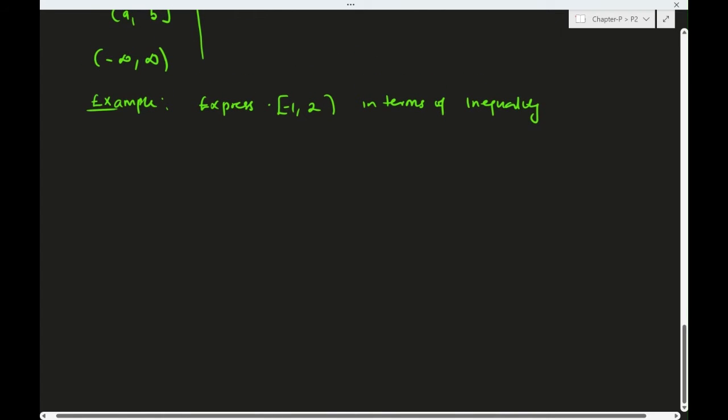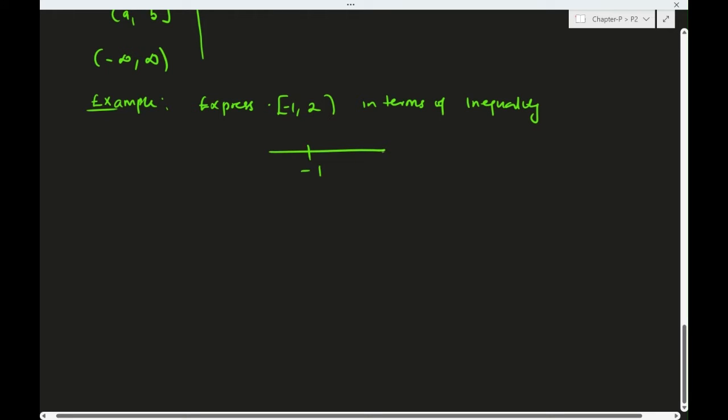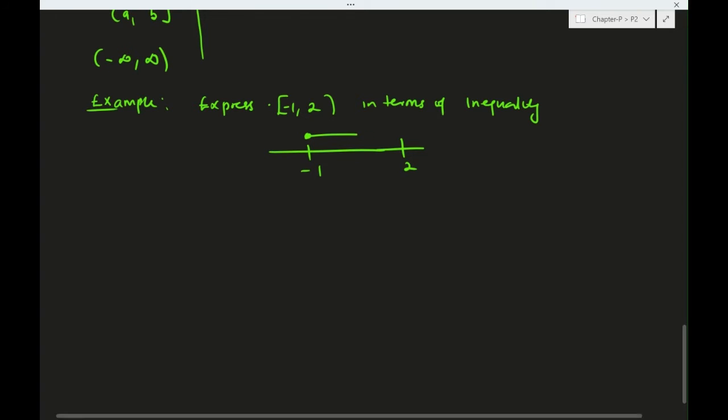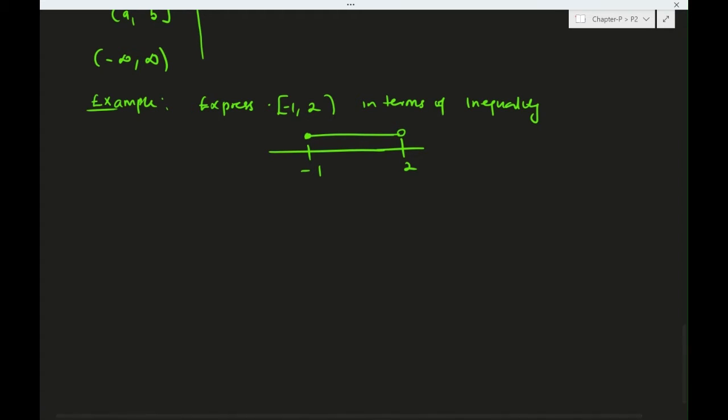So what does this mean? This simply means that you write these as what? Just minus 1 and 2. Since it is closed here, you can close it here, and here we open it. So that's it. We're done. All right. So now let's talk of sets.